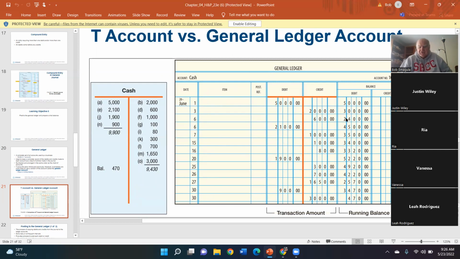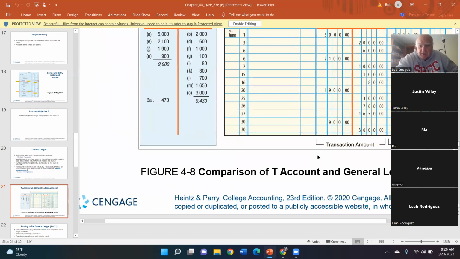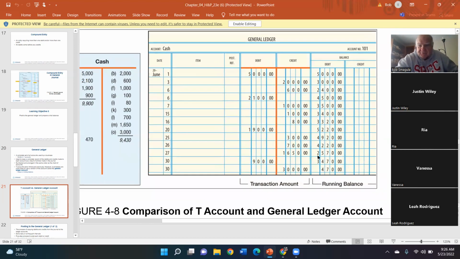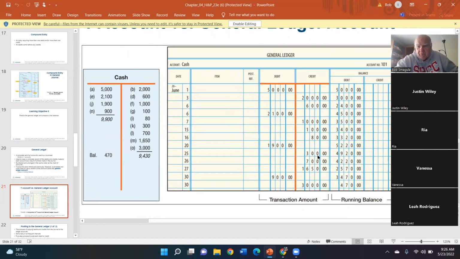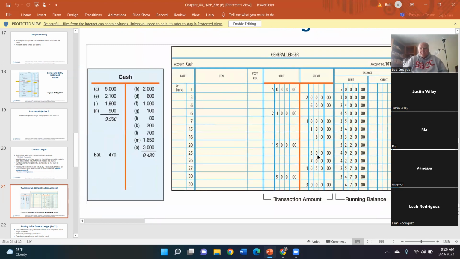So your general ledger is really a pair of T accounts, one for the transaction, and one to carry the balance, one to show the balance in the account. So you can see his balance started at 5, it went down, it went up, and by the end of the month, he had $470 in his bank account.